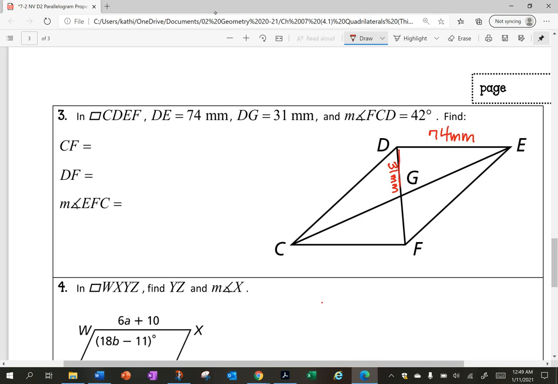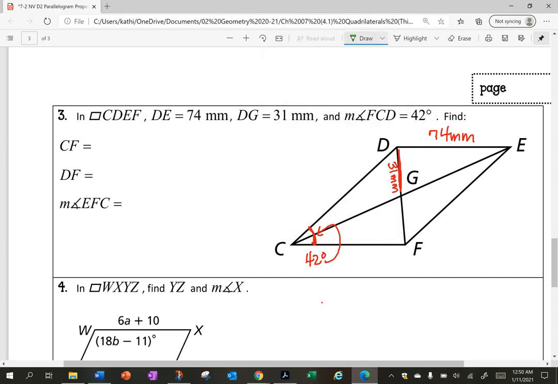And I'm going to put this here so I know it's just this. And angle FCD, so FCD is 42 degrees. So I know from here to here is 42 degrees. Find the value of CF.